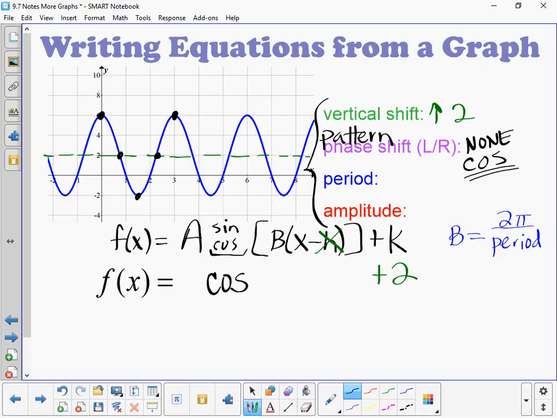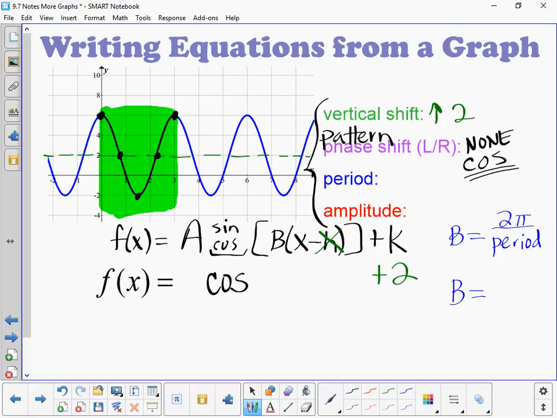So for this function, because of the 5 points I identified, I can see that the length of one cycle is 3 units long. So the period is 3. So that means b is equal to 2 pi over 3. And I can use this number in my equation. And since we didn't have a phase shift, we can write it like this.